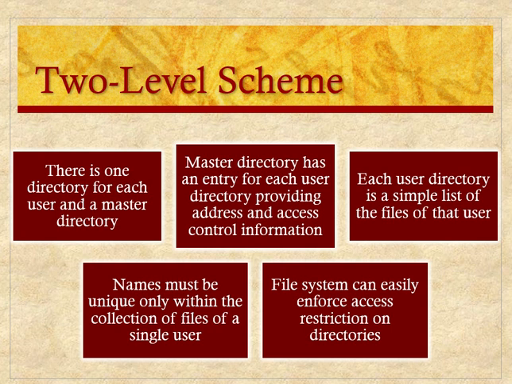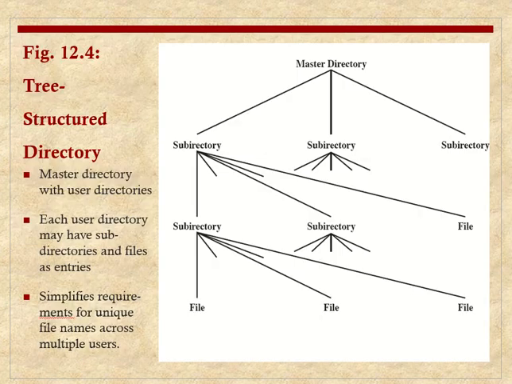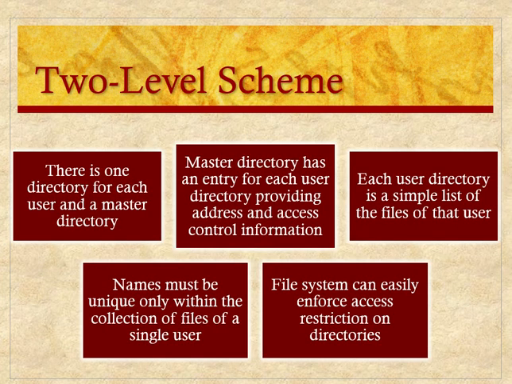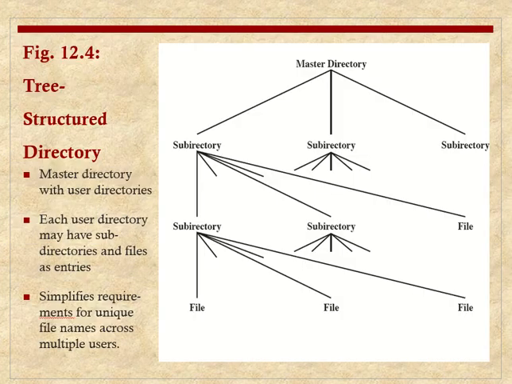There's another approach, more powerful than this two-level scheme. The more powerful approach is the tree structured directory, where we have a master directory and user directories, and each user subdirectory may have subdirectories and files as entries. This simplifies the requirement for unique file names across multiple users.